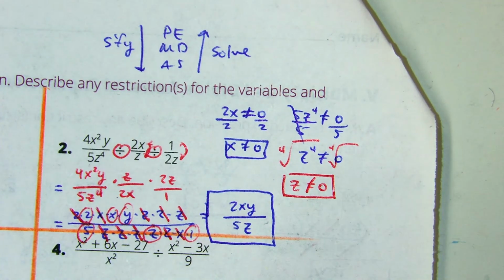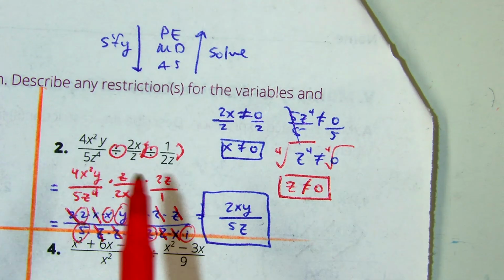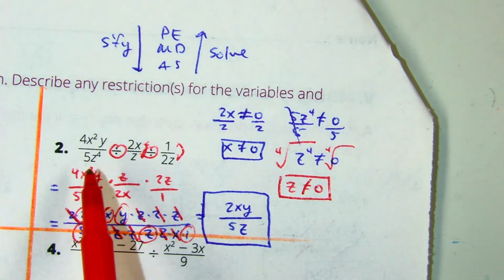And then here in this problem and the previous problem, you're just working with monomials, they call them. Notice how we didn't have to do any factoring, no GCFs, no X box.